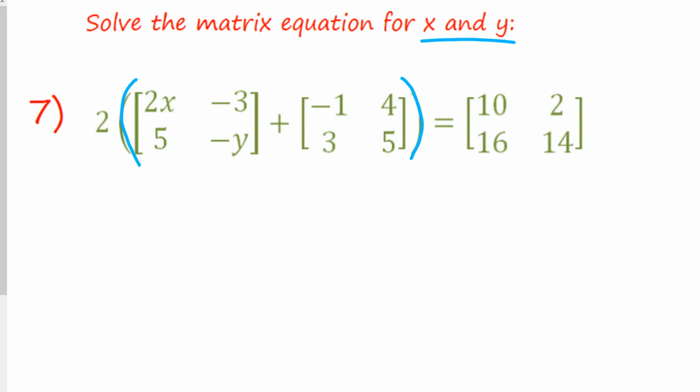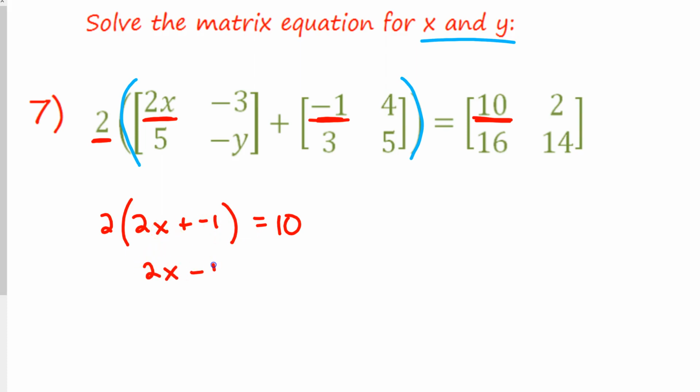So if you break it down, it really just boils down to, if you want to find x, you're going to have 2 times, find the x, and find all the elements in that position. So 2 times the quantity, 2x plus -1, equals 10. See, we just used the 2 and then everything that was in that same position in the matrix, first row, first column. We could divide both sides of the equation by 2, so 2x minus 1 equals 5, add 1 to both sides, and then divide by 2.